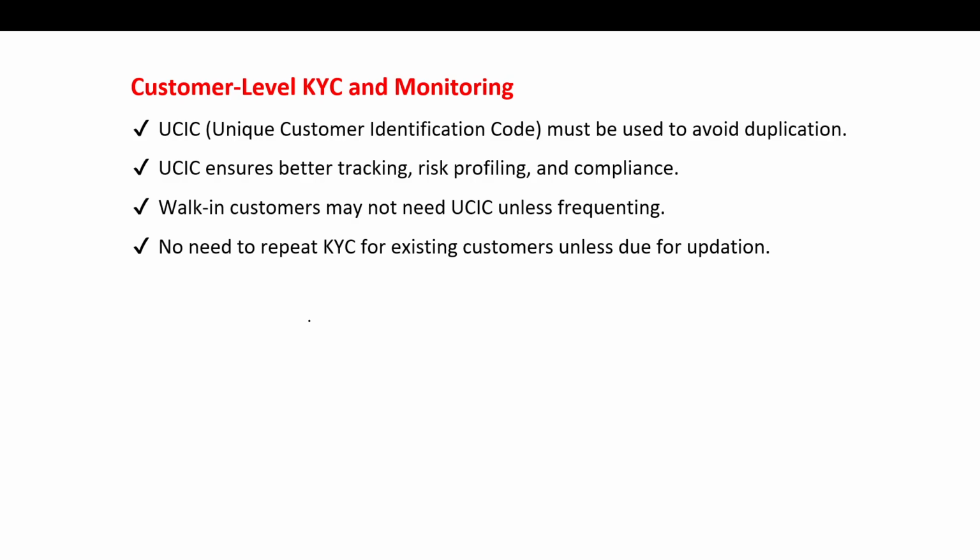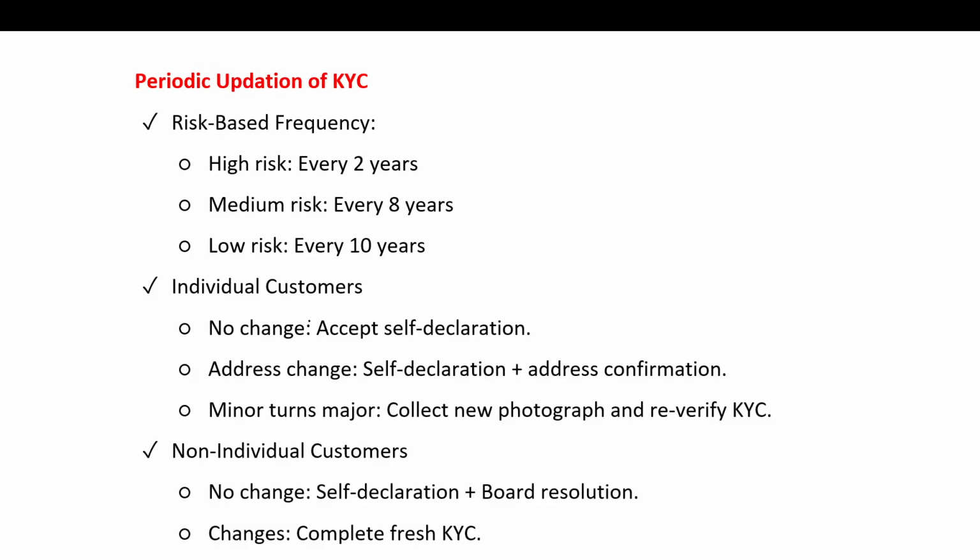Say if Priya has a savings account and later takes a loan, the bank should link both the accounts to the same unique customer identification code. UCIC is optional for walk-in customers unless they come often. Periodic KYC updation. Customer info changes over time. Say there's a job change, or the customer moves to a new address, so the bank must update KYC periodically. Frequency depends on the risk of the customer.